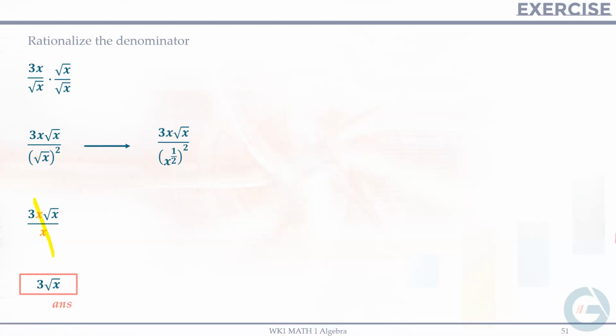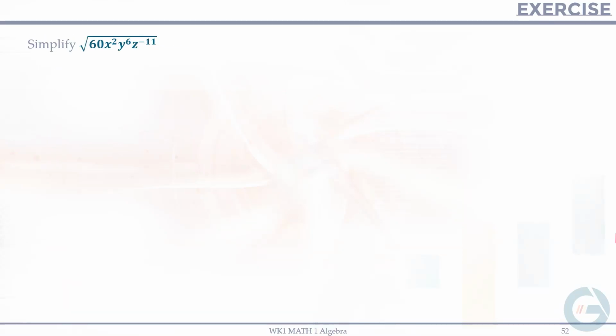Okay, another example. So simplify this expression under the radical sign. The first thing we can notice here is that your z is negative 11. So how to make it positive? Bring it down to the denominator. Okay, so we have now, of course, 6x squared y to the 6 divided by z raised to 11. So from negative 11, we make it positive, bringing it down to the denominator.